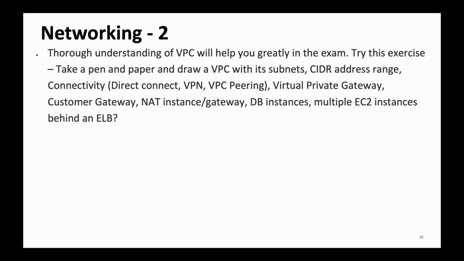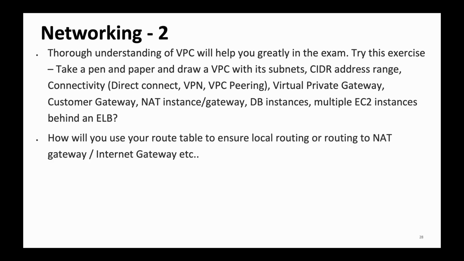So a suggestion is just try this exercise, take a pen and paper and draw a VPC with its subnets, CIDR address range, connectivity including Direct Connect, VPN, VPC peering, then virtual private gateway, customer gateway, NAT instance or gateway, DB instances, multiple EC2 instances behind an ELB, etc. Just try to draw that. It will give you a lot of idea about how the VPC is actually organized. That will help you in answering the questions about VPC.